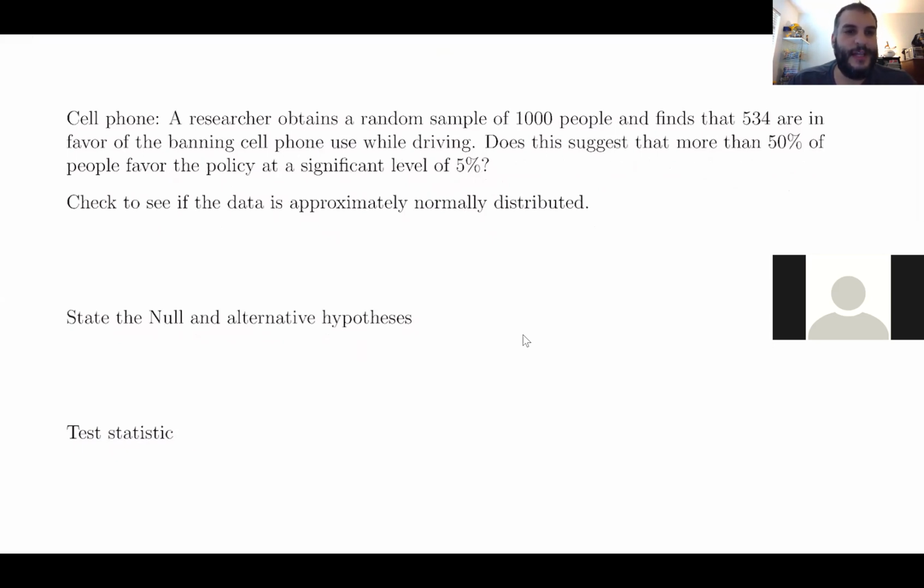So for this one, it's the cell phone problem. A researcher obtained a random sample of 1,000 people and finds that 534 are in favor of banning cell phone use while driving. Does this suggest that more than 50% of people favor the policy at a significance level of 5%?